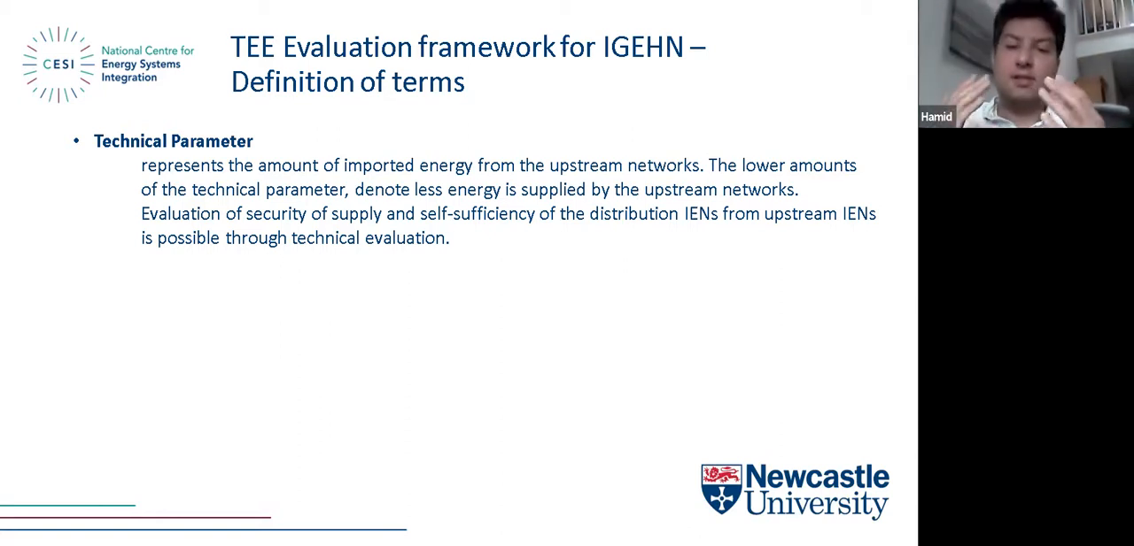If the technical parameter is smaller, it means the energy supplied by the upstream networks or natural resources is smaller, meaning less uptake of energy from upstream or from natural resources. This enables us to have an idea of the security of supply and self-sufficiency of distribution networks.